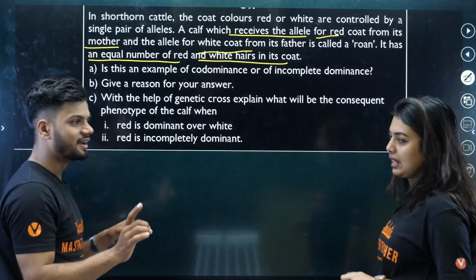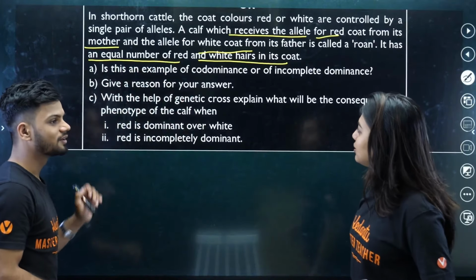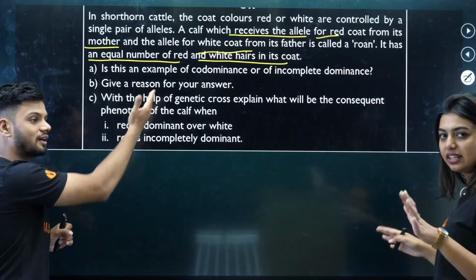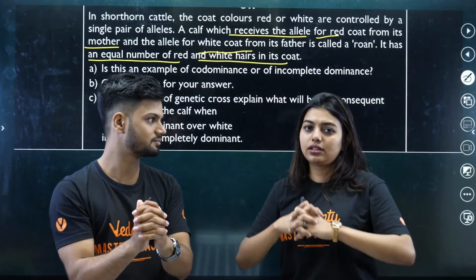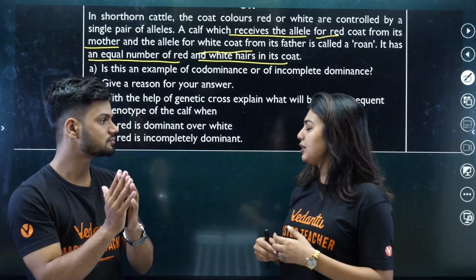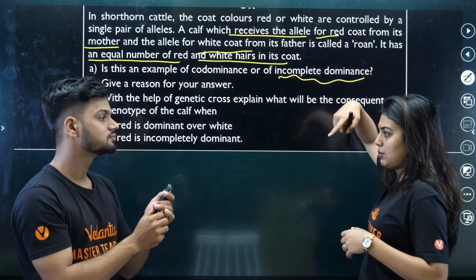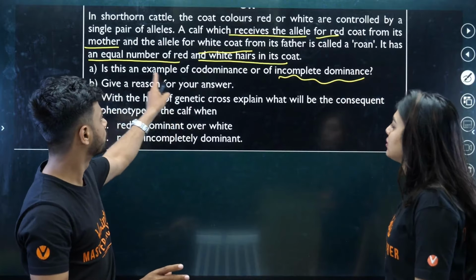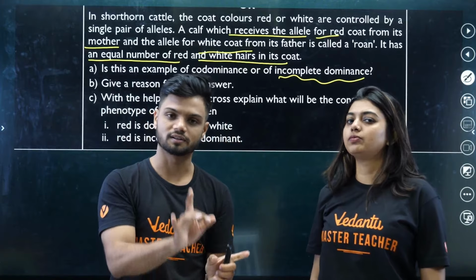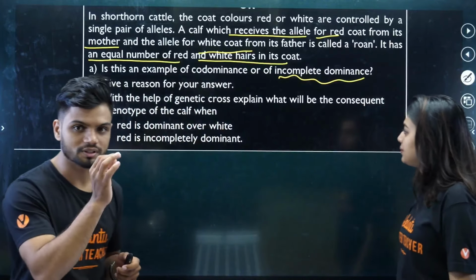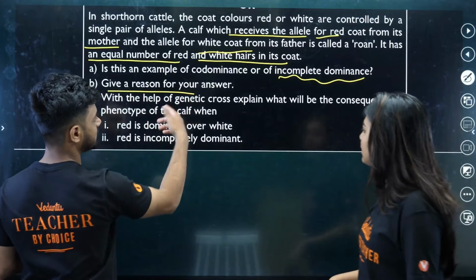Now remember students, it is a codominance condition because both red and white are expressed equally; they're not mixing to form a blend. If they formed an intermediate, that would be incomplete dominance, like in Mirabilis jalapa. But right now both alleles are dominant. That's why both colors are there in your cattle. Both red and white. There's no mixing. Give a reason. I already gave the reason.